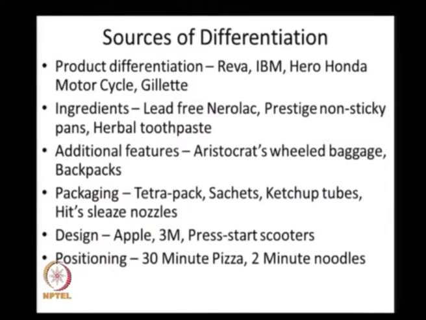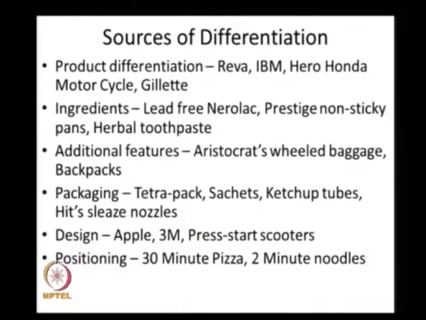Or differentiation can also come from design capabilities. That explains why Apple is very strong. It is able to provide differentiation because of its capability to come out with new designs in its product offerings. Or 3M, or the electronic ignition scooters, the press start scooters. Because of the design that comes from the electronic ignition, the TVS Scooty or the Kinetic Honda became very popular.